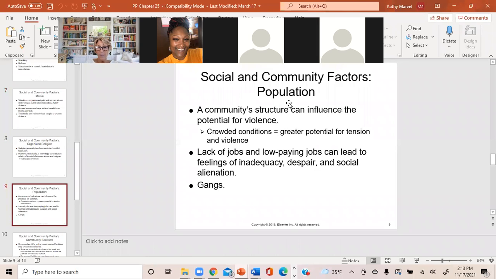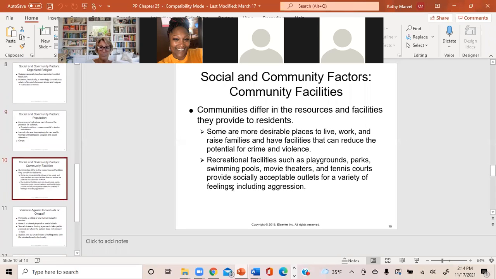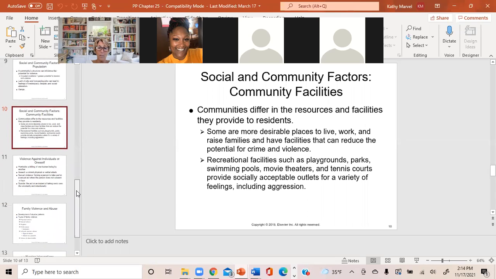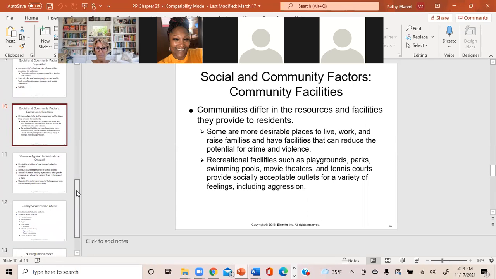Okay, and then there's population as a whole, lack of jobs. What if you live in a community that has a high unemployment rate? A lot of people are out of work, or they're in very low paying jobs. That's the only thing they can get. That leads to feelings of inadequacy, despair, social alienation, which can turn into frustration and violence. And then if you live in a community that has gangs, violence comes in a lot of different ways.